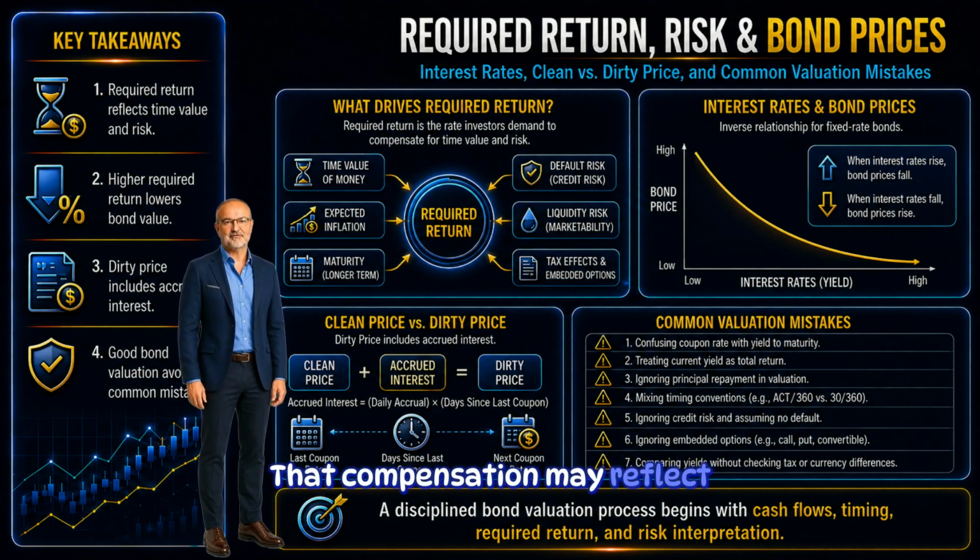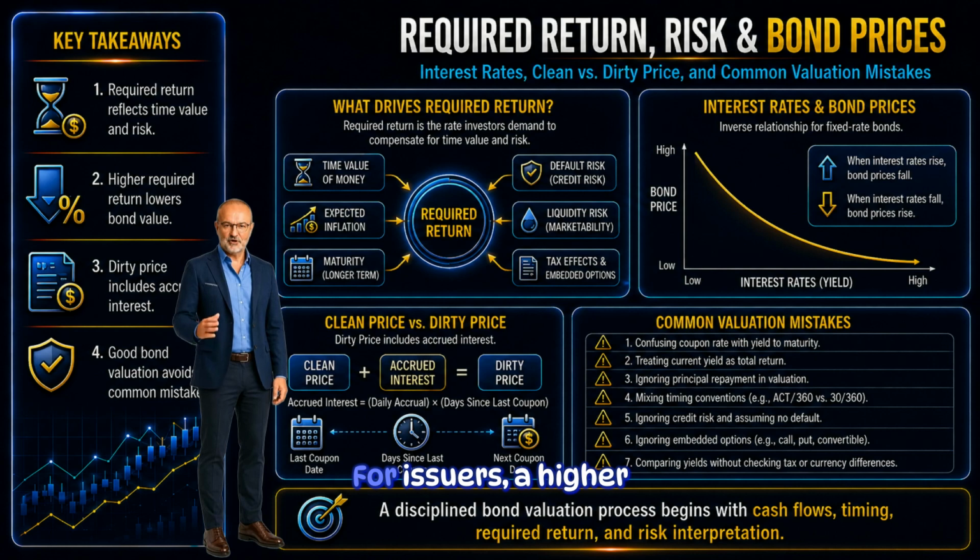That compensation may reflect default risk, liquidity risk, maturity and interest rate risk, tax effects, and embedded options such as callability, puttability, or convertibility. For issuers, a higher required return means a higher cost of debt capital. For investors, a higher yield may mean more compensation, but it may also mean greater risk.